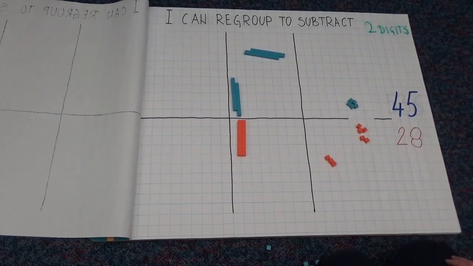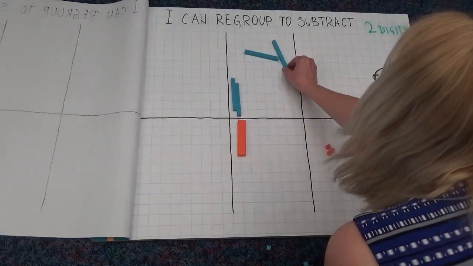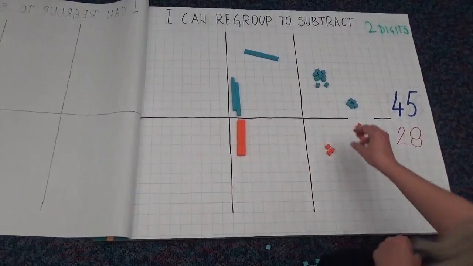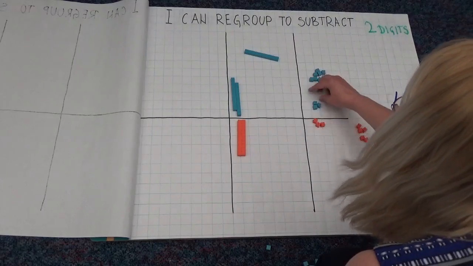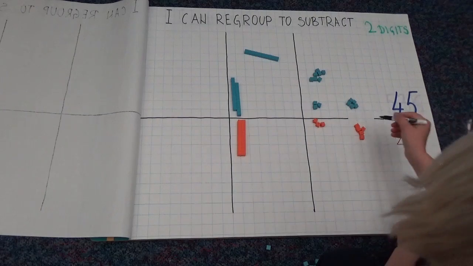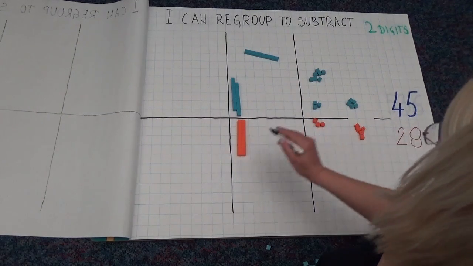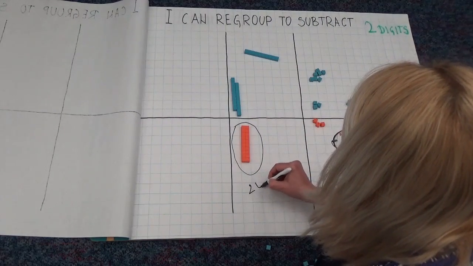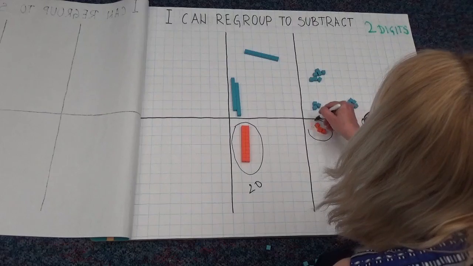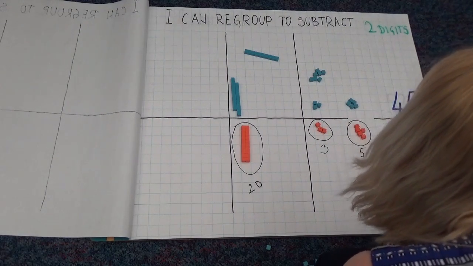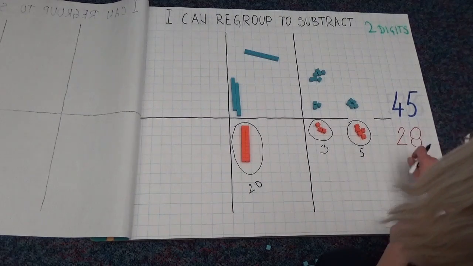How else can I regroup? Well, there is only one thing to do at this point, and that is to decompose a 10 into 10 ones. And now I can regroup again. And what do I have now? So the way I wrote 28 is still as 2 tens, which is 20. But now I have a group of 3 and a group of 5. Is that 28? 20 plus 3 plus 5 is 28.